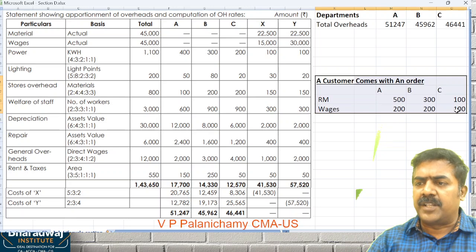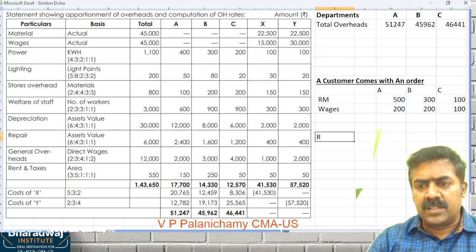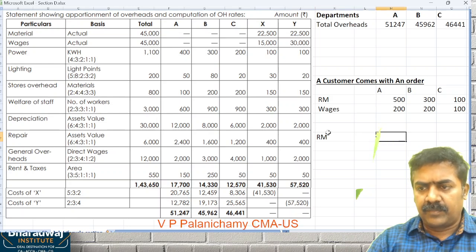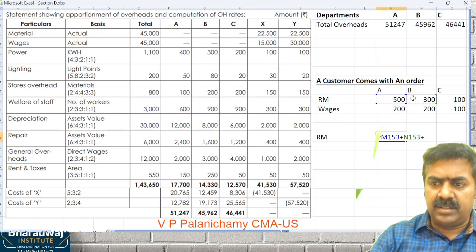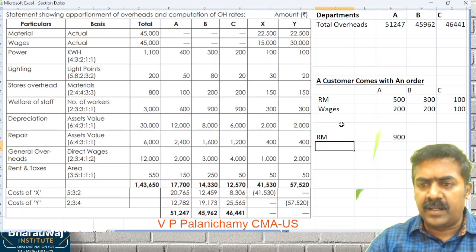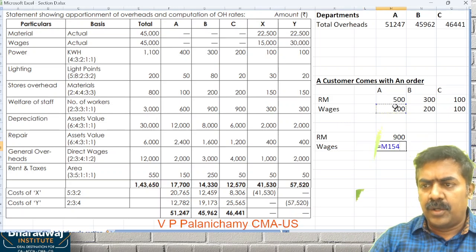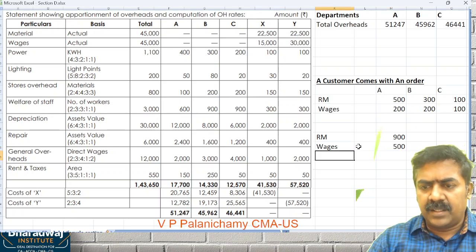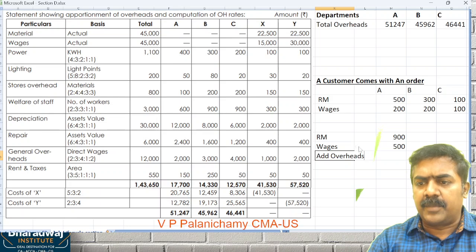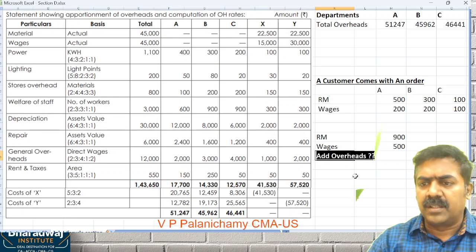We have to quote the price to the customer. Okay, what is the raw material cost in total? 500 plus 300 plus 100. What is the wages? 200 plus 200 plus 100. Then we have to add overheads also. How much of overheads you will charge to the customer?